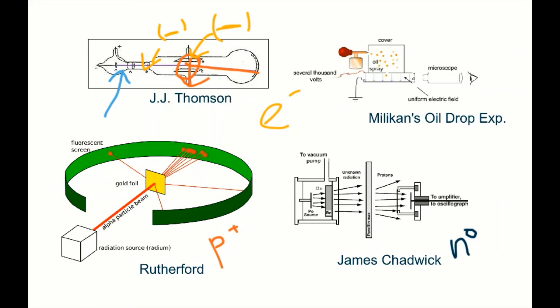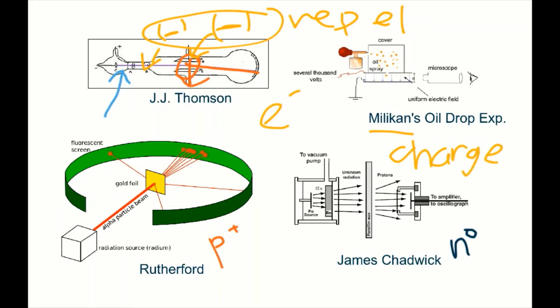And why did it do that? Well, remember, opposite charges attract, while same charges repel. So I basically taught you the basics of electricity. Now let's look at the second experiment. Millikan determined the charge of an electron by doing this oil drop experiment, which we won't get into, but basically he discovered the charge on the electron.